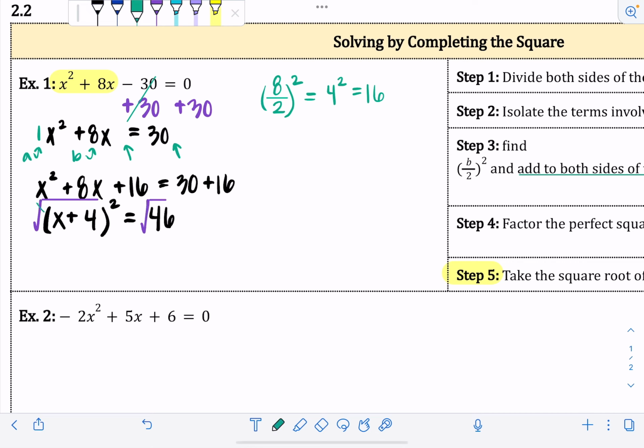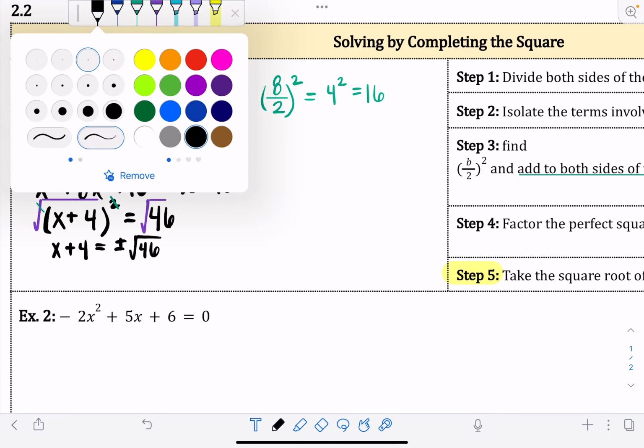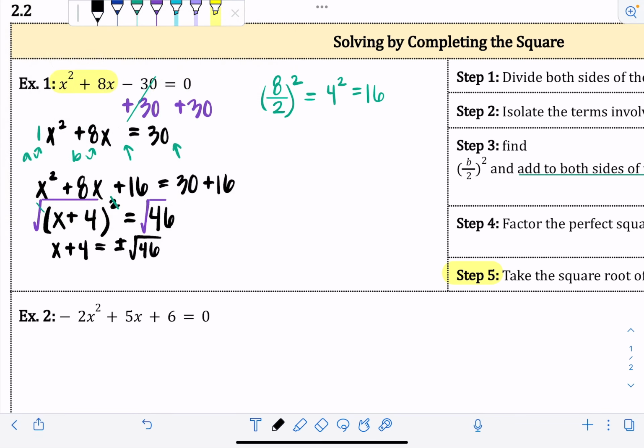That cancels out the power, and I'm left with x plus 4 equals, I'm going to put a plus or minus in front just so I don't forget it later on, plus or minus the square root of 46. 46 is not a perfect square, but we want to make sure that it doesn't have any perfect square factors. So I'm going to make a quick little factor tree. I feel like that's the easiest way to do it.